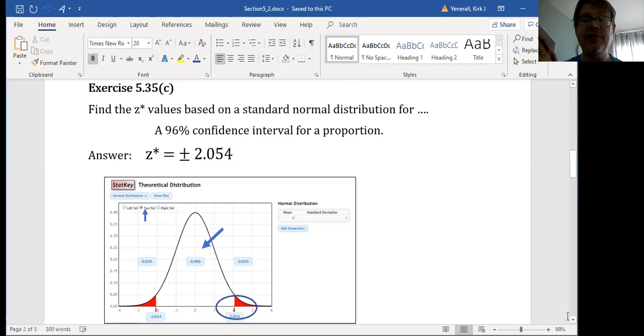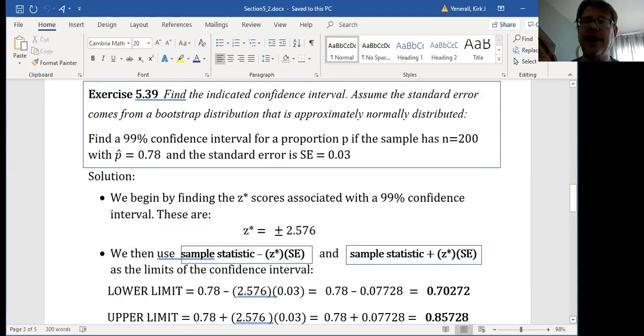Now that we know how to find the z-scores, let's apply that to actually find a confidence interval. I'm going to apply this in the context of problem 39 from your text. This wants us to find a confidence interval where the standard error comes from a bootstrap distribution that is known to be approximately normally distributed. Specifically, class, notice that they want us to construct a 99% confidence interval for a population proportion.